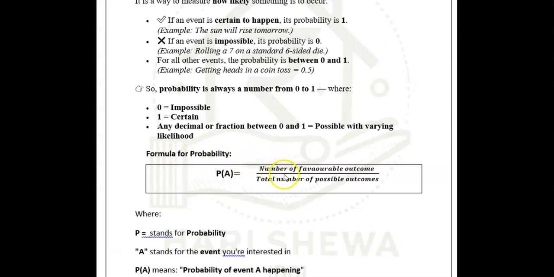So the formula: probability is the number of favorable outcomes divided by the total number of possible outcomes. In a die, the total possible outcomes are 6 only: 1, 2, 3, 4, 5, 6. If you want 2, then 2 will come one time. That is the number of favorable outcomes.